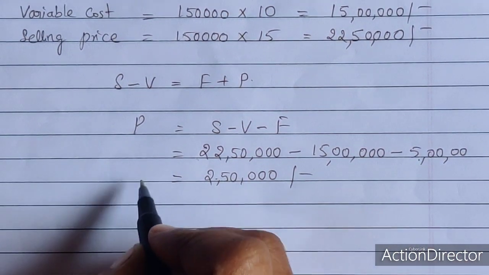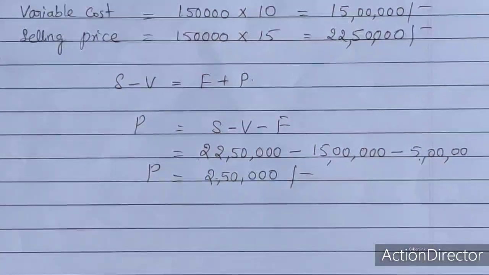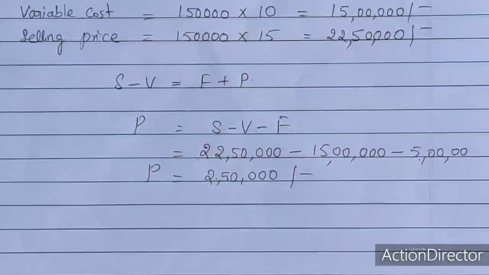So in this way, if we have three values, then we may find out the fourth variable. So this is the brief introduction about marginal costing.